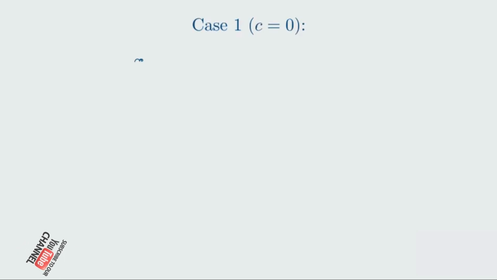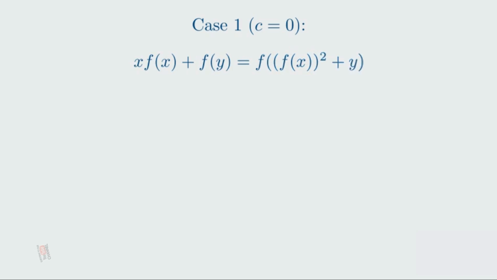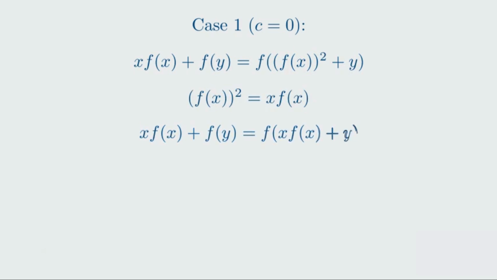Let's work with this identity. The first step is to use the property we found earlier for c = 0, which states that f(x²) = x·f(x). Substituting this in, we get x·f(x) + f(y) = f(x·f(x) + y). This is a very important form. It tells us that f of the sum of two terms is the sum of the f values of those two terms. This looks a lot like a Cauchy functional equation. The left side is the sum of f of the x part and f of the y part. The right side is f of their sum.